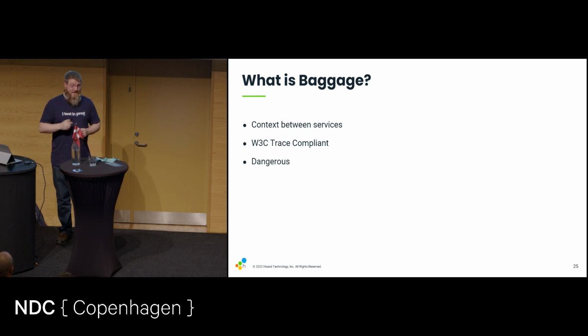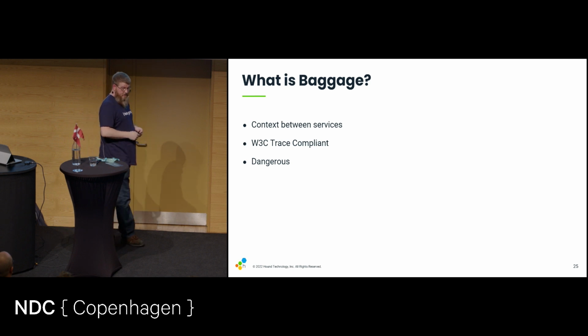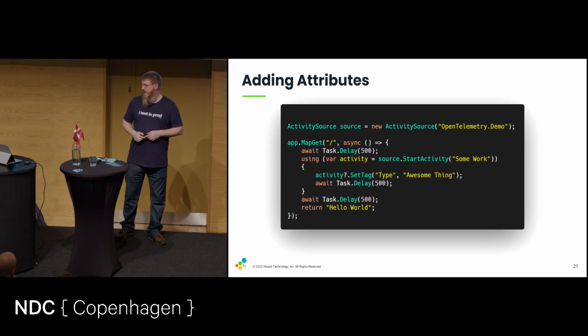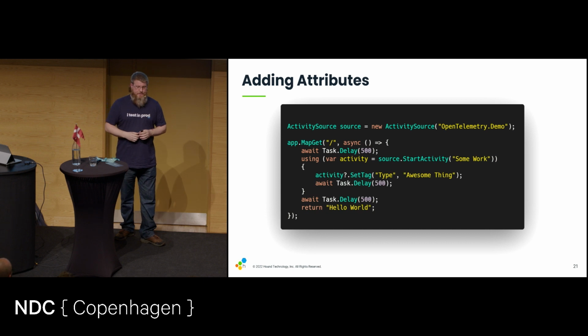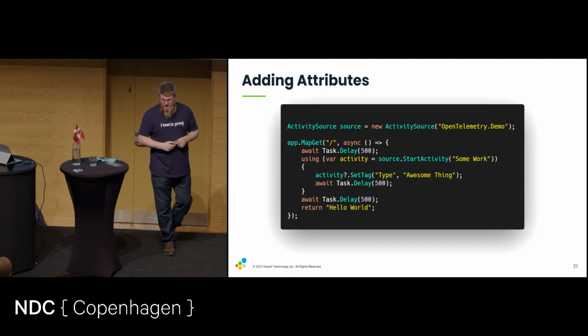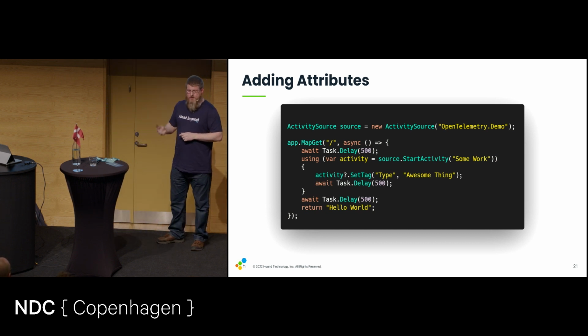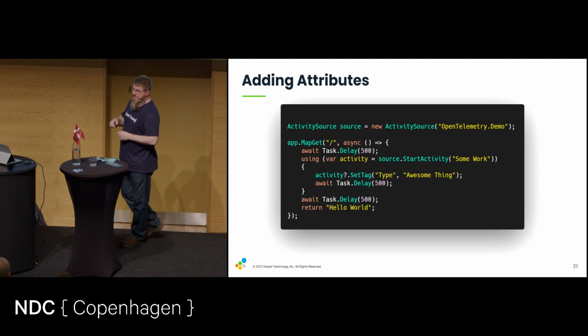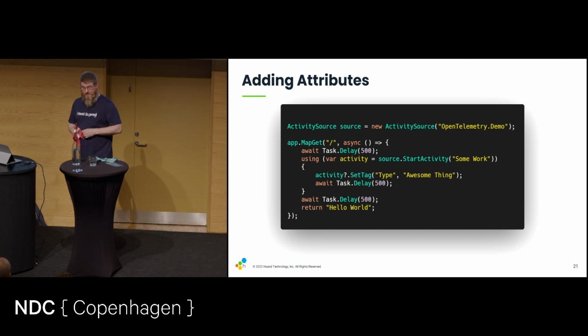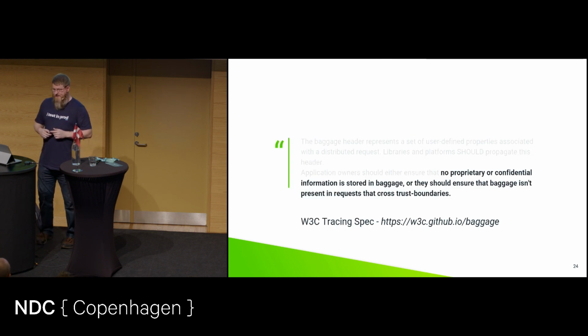One thing to mention is baggage is not another type of attribute. We talked before about our attributes that we were adding, and we were putting our type of awesome thing on there. Just by us saying that we're going to add baggage doesn't mean that that's an attribute that will go onto your tracing provider. Baggage is a different concept.